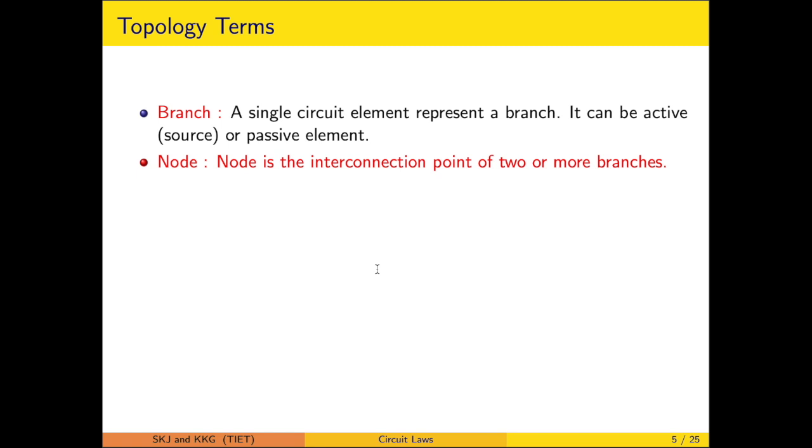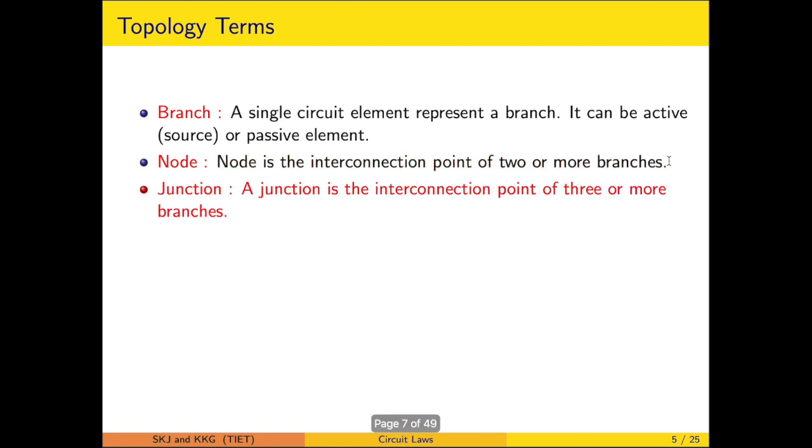A node is the interconnection point of two or more elements, or you can say branches. The point to be noted is that it is the interconnection of two or more branches. So that is important. Junction, there is a difference. It is the point of interconnection of three or more branches. So on this aspect, the node differs from the junction, or you can say the junction differs from the node.